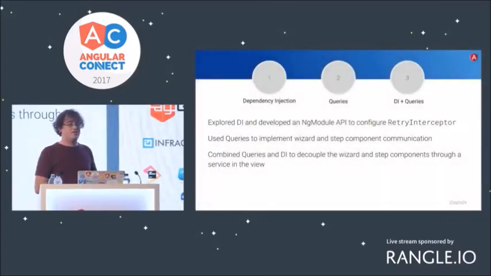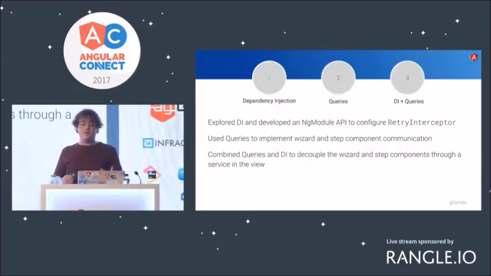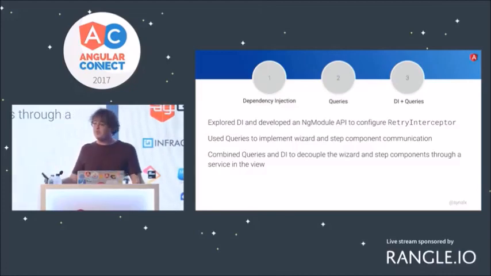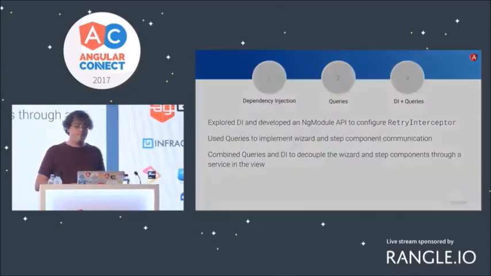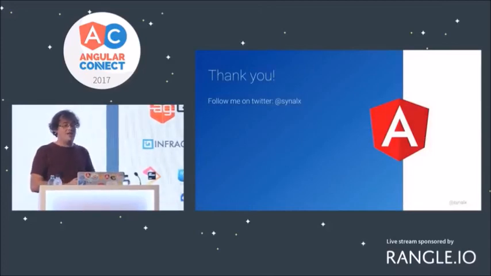So we've explored dependency injection. We built a retry module that's safe to use and convenient to configure. And we used queries to develop a wizard that would use injection to communicate between the wizard and its steps. And finally, we combined queries and dependency injection to decouple the two entirely and to run all communication through a common service that we declared right in the view. Right? So thank you very much. That's all I have for you today.